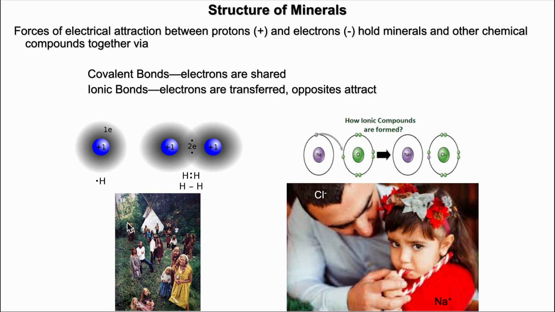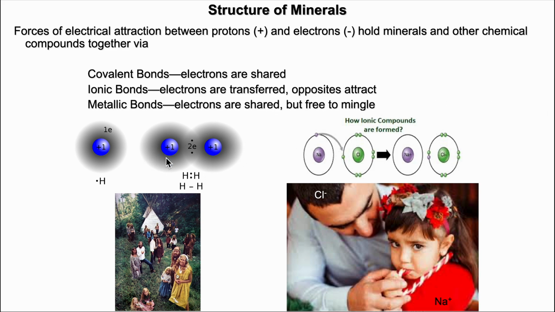Ionic bonds, on the other hand, electrons are transferred. This is the old opposites attract model. And you can say it's like taking candy from a baby. So the chloride ion is going to take an electron from the sodium ion in this case, forming the mineral halite. Over here, we have the mineral ice formed.